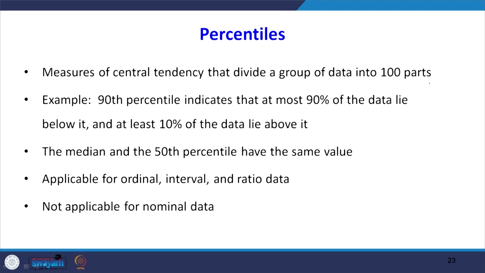For example, somebody says 90th percentile, my score is 90. So 90th percentile indicates that at most 90% of the data lie below it and at least 10% of the data lie above it. The median and the 50th percentile have the same value. It is applicable for ordinal, interval and ratio data. It is not applicable for nominal data.